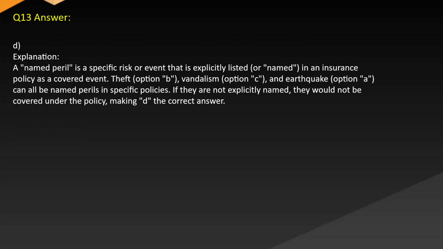Answer: D. Explanation: a named peril is a specific risk or event that is explicitly listed or named in an insurance policy as a covered event. Theft, option A, vandalism, option B, and earthquake, option C, can all be named perils in specific policies. If they are not explicitly named, they would not be covered under the policy, making D the correct answer.